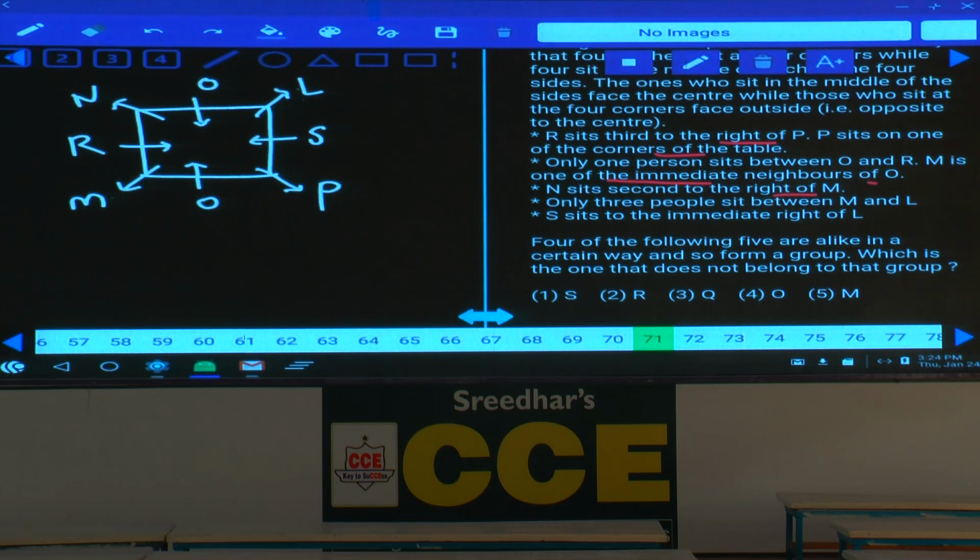71 to 75. Yes, shall I explain the questions or not required? 71 to 75 questions, please. Questions.